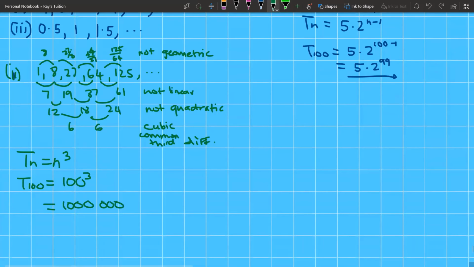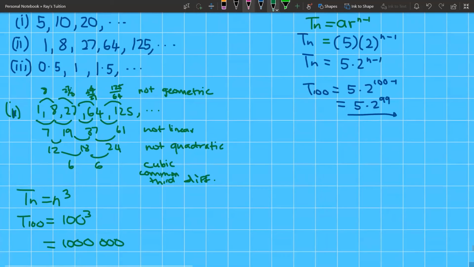Okay, so let us have a look at the next example. The next one is 0.5, 1, and 1.5. We can first again look for the common ratio. 1 divided by 0.5 is 2, and then 1.5 divided by 1 is 3 over 2. So here we don't have a common ratio, so it is not geometric.